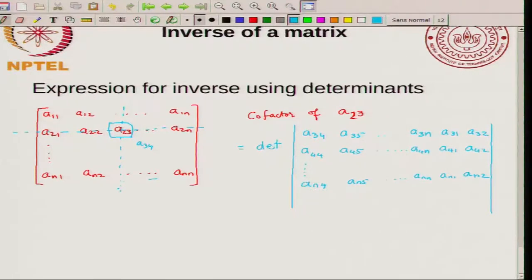Then you have to come back to the first row. So you still have one more row, which is A14, A15, all the way up to A1n, and then A11, A12. So this is an n-1 by n-1 matrix where you have removed the second row and the third column, and you take the determinant of this. This is the cofactor. The cofactor of any element of a matrix is obtained in this way.